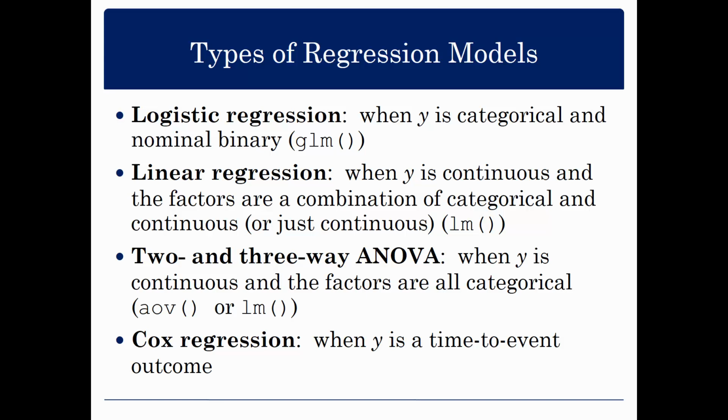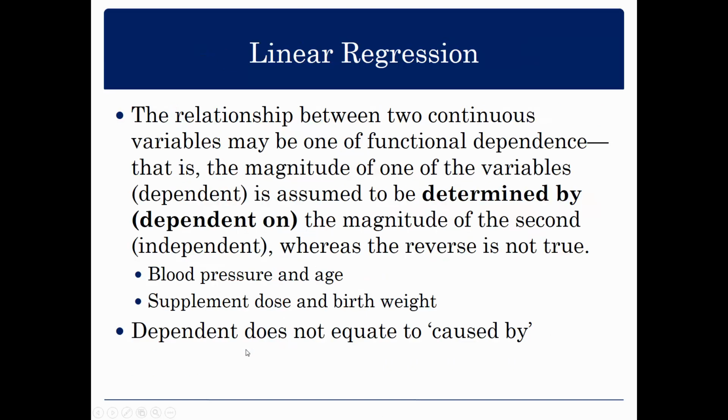I also showed that table last week. But just know that these are just regression models. And you can do any combination of different types of predictors. What's really important is whether or not your outcome, your Y in your model, is continuous, or categorical, or a time to event outcome. And that would be when we would use something like Cox regression.